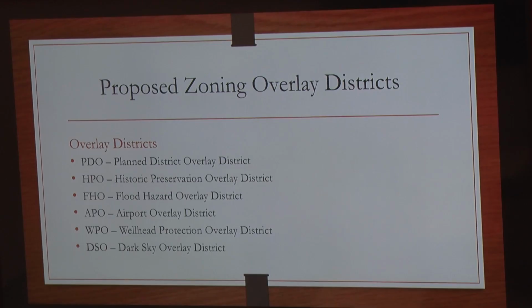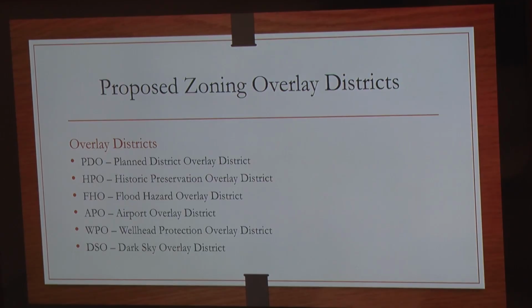Then we also have overlay districts proposed. Five of those will be staying the same. The planned district overlay, if someone comes in with a development proposed that doesn't quite align with our zoning district, would give them the opportunity to propose, say, smaller setbacks or other options to then be able to build their development. So that stays the same.